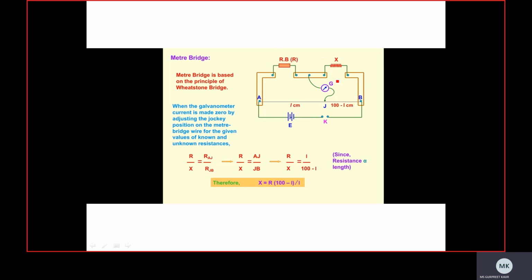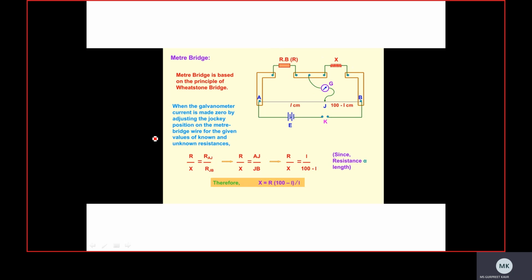This is in fact a Wheatstone bridge only, having 4 resistances in this situation. Here one of the resistances is this, another resistance is this. So here you have a galvanometer in between, and this AJ length of the wire is having some resistance, that is the third resistance, and the resistance of this portion JB is the fourth resistance with you. So this is again a bridge situation, a Wheatstone bridge, having 4 resistances.